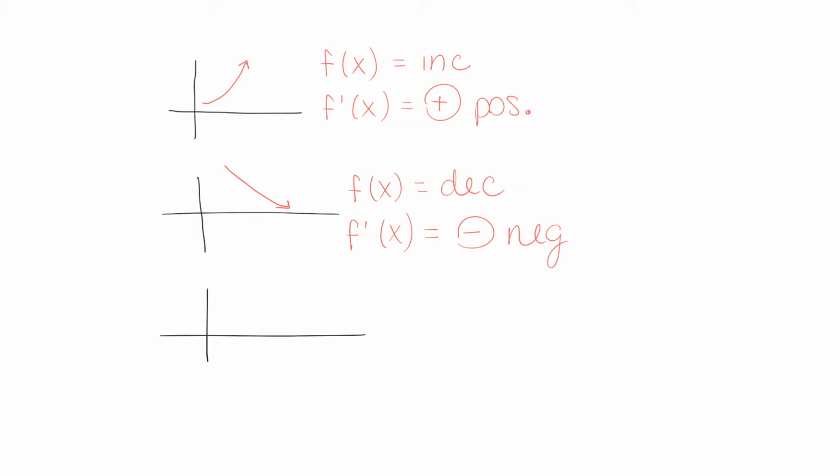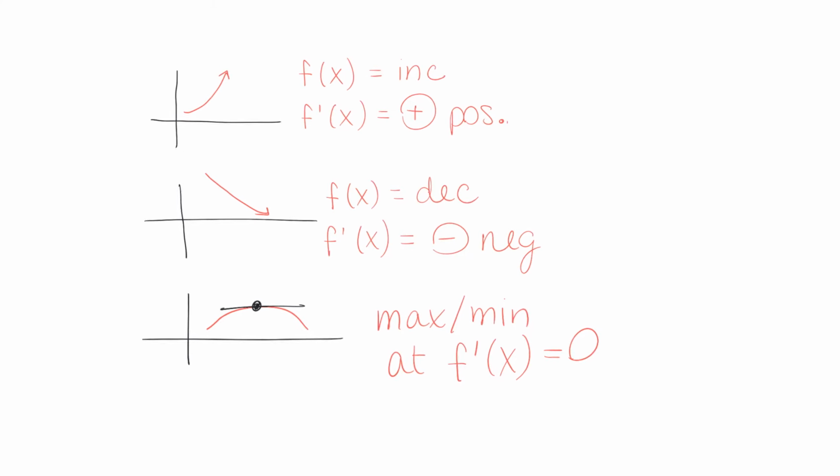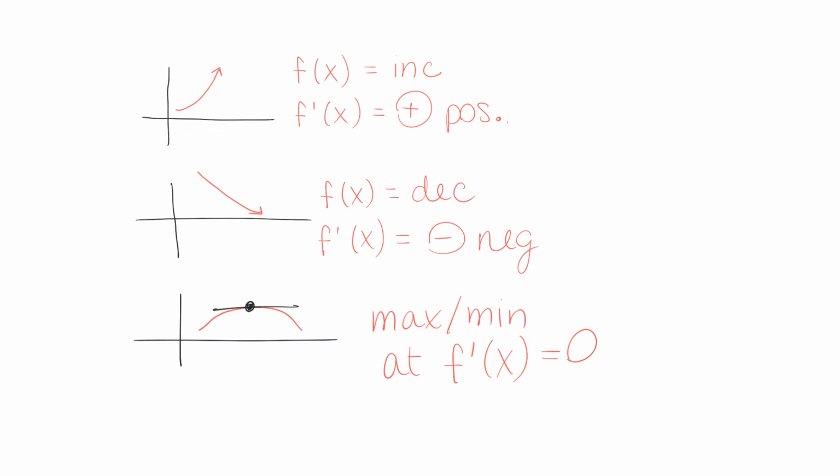Now, what if we're talking about where the function is 0? Where do we find our max and mins? They're going to happen when slope is 0. So max and mins happen when the slope, which comes from the derivative, is 0. So this is muy importante. Screenshot this, copy this down, do something with it.